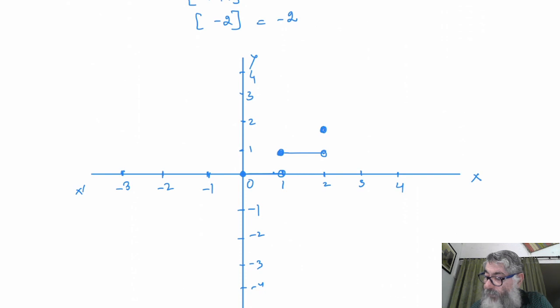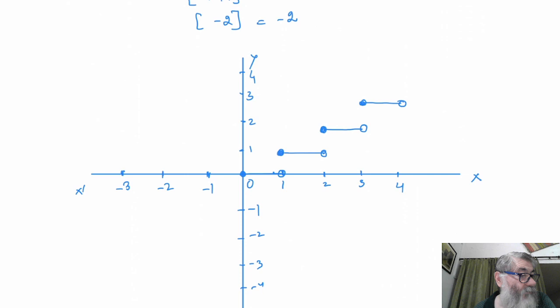Between 2 and 3, here what will the function become? This is a number between 2 and 3, which is greater than or equal to 2 but less than 3. The greatest integer function will be 2, not 3. And similarly, if I move up here, it will take the value 3.